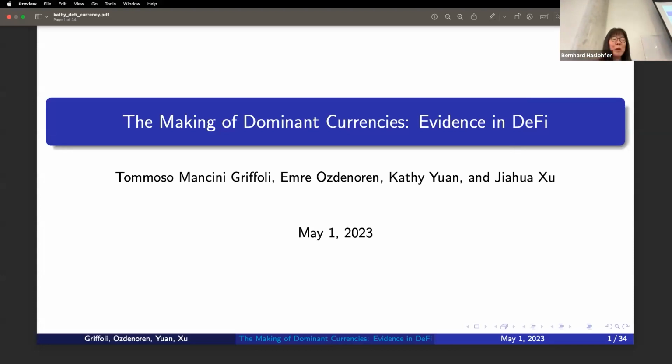As you all know, I'm probably the outsider to this field. I'm a trained economist, and my area of expertise is finance and money and liquidity in the market. So this project, the making of dominant currencies, evidence in DeFi, is basically motivated by my work at the IMF on CBDC, and it's co-authored with Java as well as my IMF colleague Tommaso, and my regular co-author in my other project, Emre.